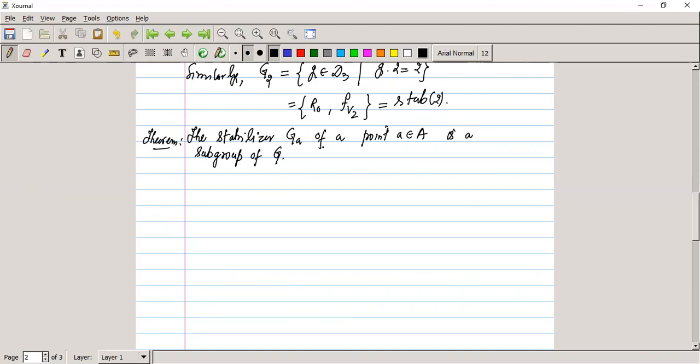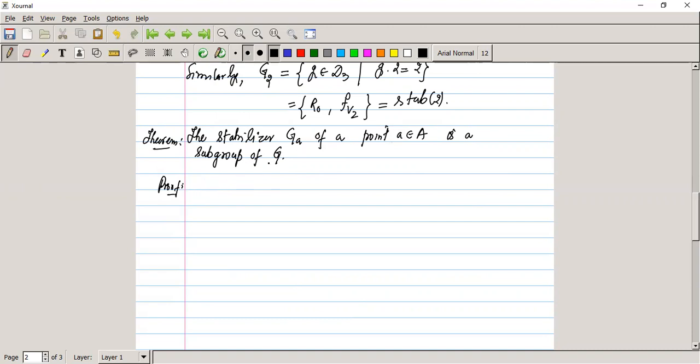So in fact here we are actually taking that there is a group G and there is a set A, and the group G acts on the set A. Then the stabilizer of every point of A actually defines a subgroup of G. So let's proceed towards proving this result.